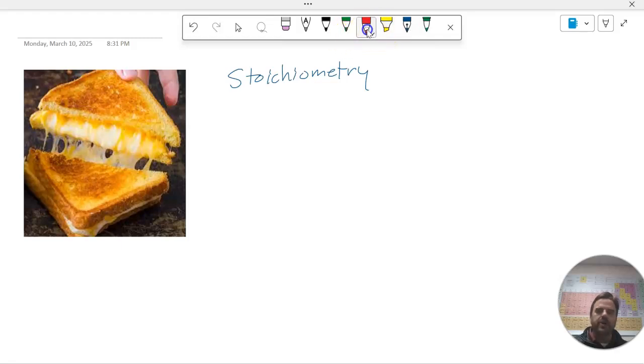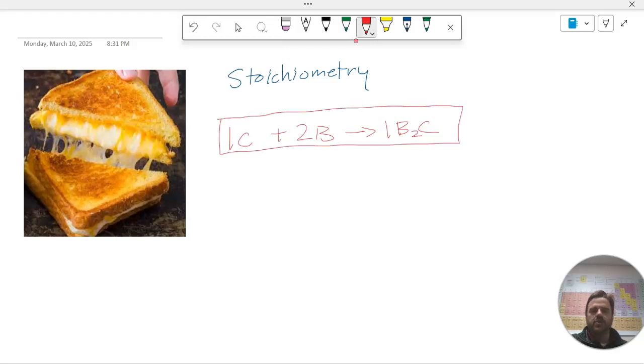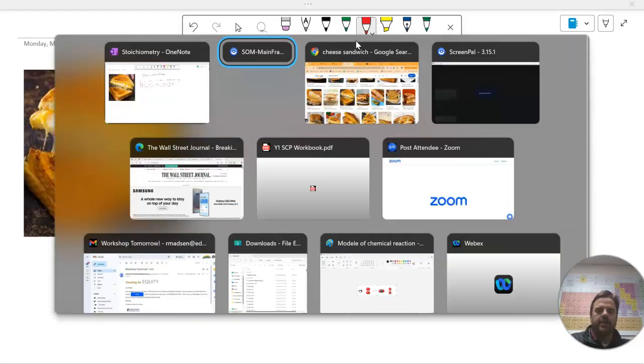We will refer back to the recipe we've talked about several times in the past, and that's this one. 1c plus 2b becomes 1b2c. Remember what this is referring to is one piece of cheese plus two pieces of bread becomes one sandwich. That's what the b2c is. So keep that in mind as we're working through, because we'll refer back to this just to touch base with the stuff that you already understand, and to connect it to how chemicals come together to form substances, but it's really all the same idea.